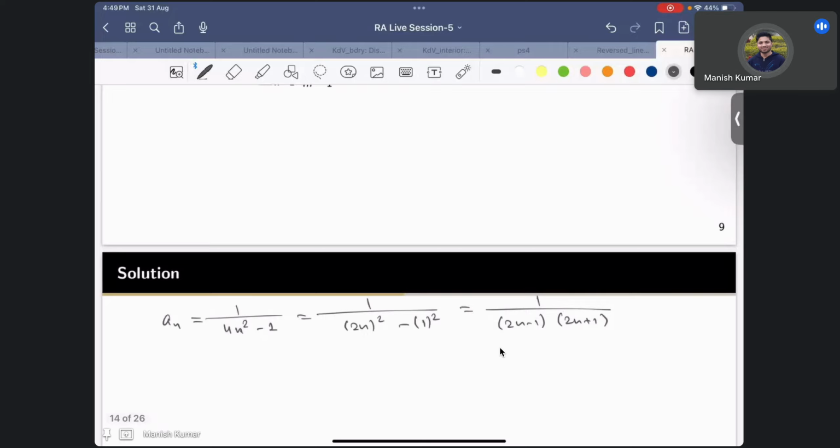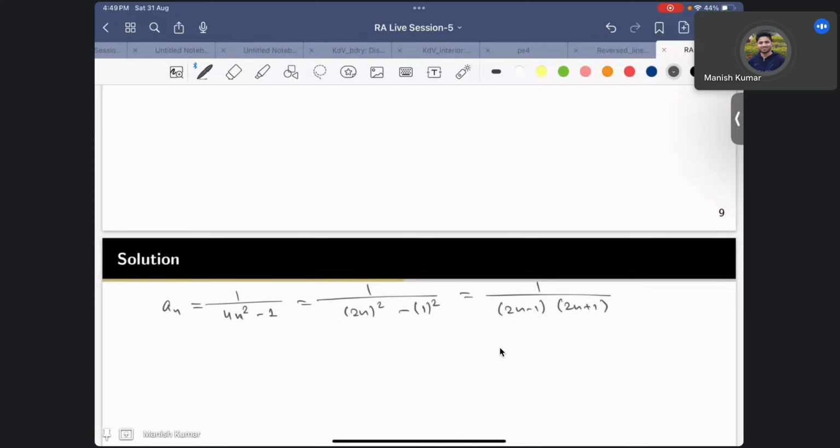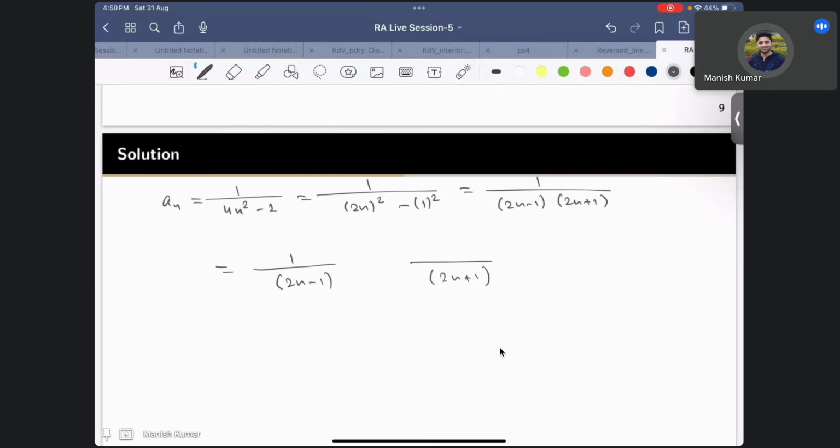Okay, so we have this kind of factorization. Now my goal would be to split it into two sums, right? So you know how to write it in terms of partial fractions. You put here 2n minus 1 and 2n plus 1 and separate it out. Now to find the coefficient for 1 upon 2n minus 1, you make it equal to 0. So you'll get n equal to half. Now you substitute it in the other term, then you will get 2.